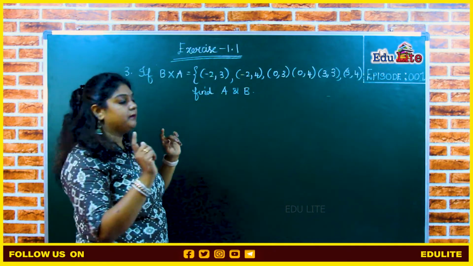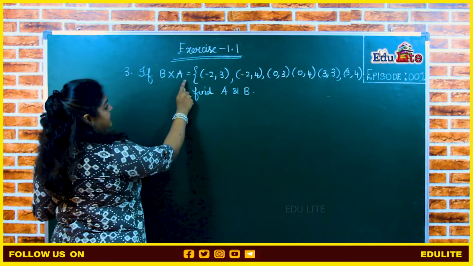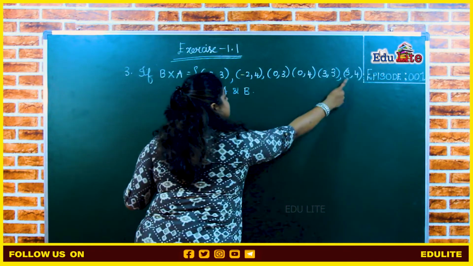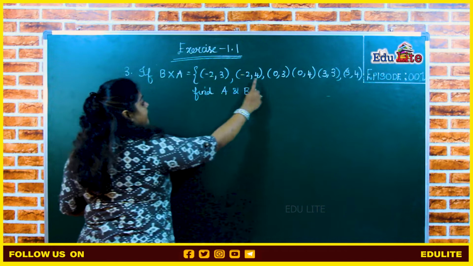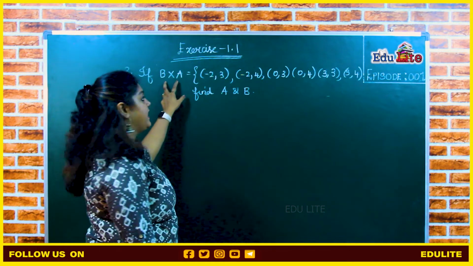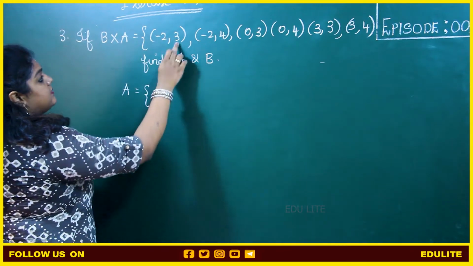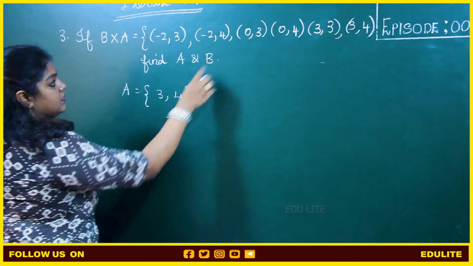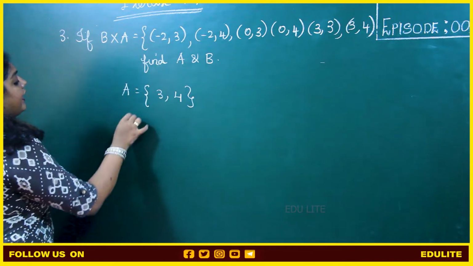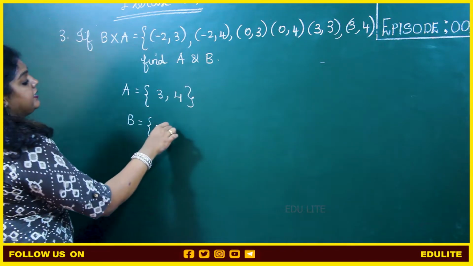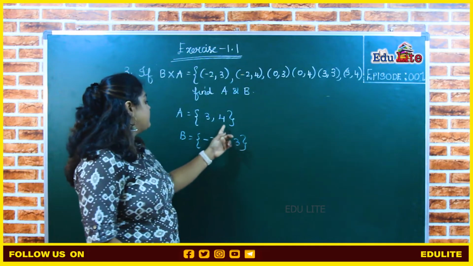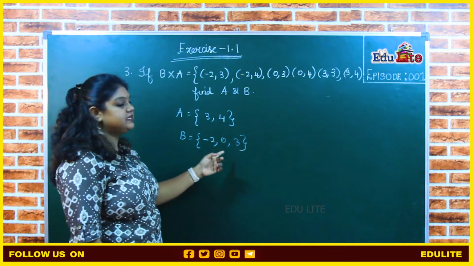But one thing we have to keep in mind: here it is given as B cross A, which means in the set of all ordered pairs, the first element represents the elements of B and the second element represents the elements of A. Since it is given as B cross A, what will be the value of A from this? 3, 4. These are all repetitions. So set A has the elements 3, 4, and what are the elements of B? They will be -2, 0 and 3. So the value of A is {3, 4} and the set B is {-2, 0, 3}.